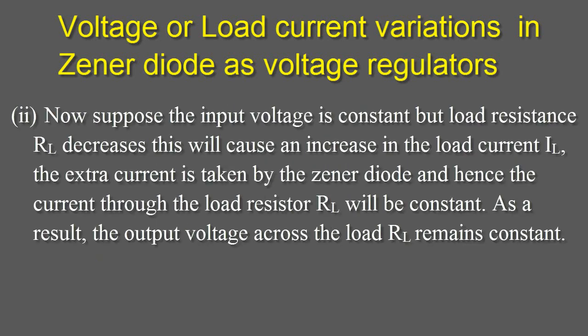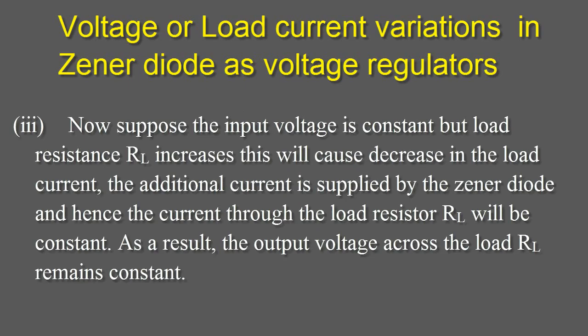Condition number 2. Now suppose the input voltage is constant but load resistance RL decreases. This will cause an increase in the load current IL. The extra current is taken by the Zener diode and hence the current through the load resistor RL will be constant. As a result, the output voltage across the RL remains constant.